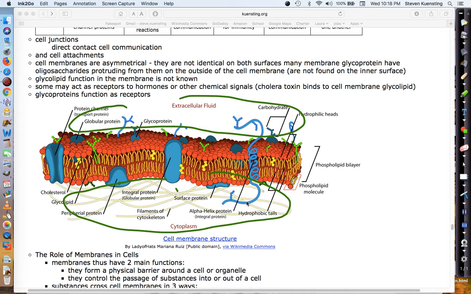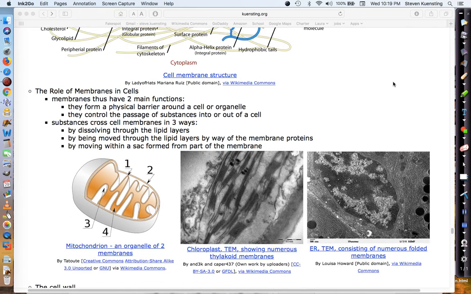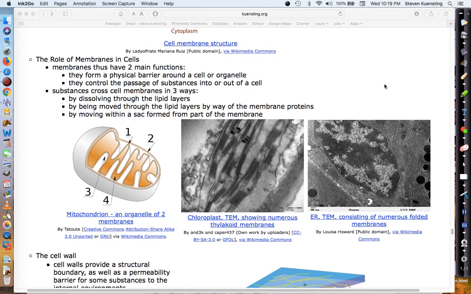Let's continue down now. What's the purpose of membranes in cells? Membranes do two things. They form a physical barrier around a cell and thus create a zone inside and a zone outside. And they also control the passage of materials in and out of the cell. Substances basically cross membranes in three ways.